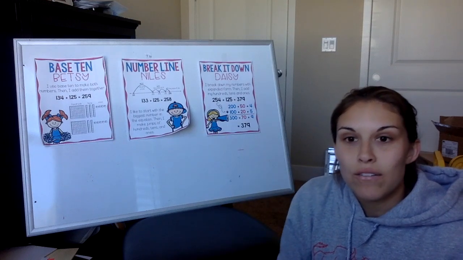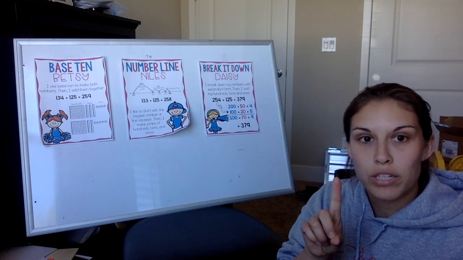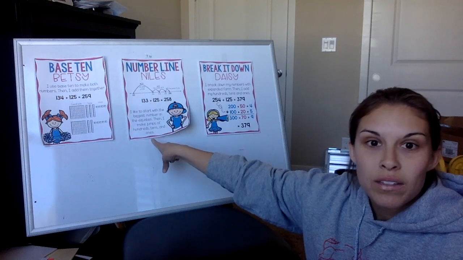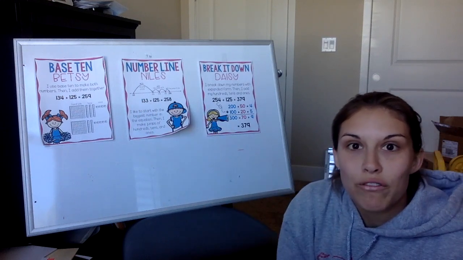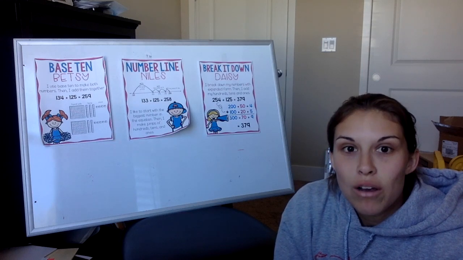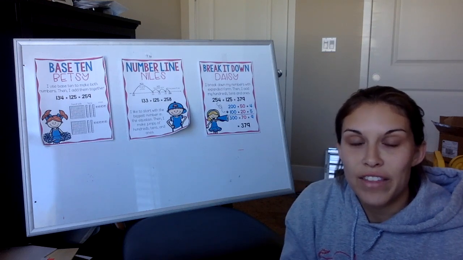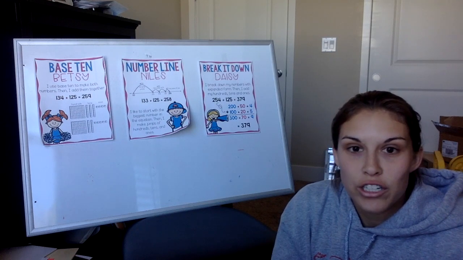Daisy. So in lesson 4 today, what I'm going to do is I'm going to choose one problem to do. I'm going to model it using the base 10 Betsy method, the number line Niles method, and the break it down Daisy method, just to refresh your memory on how to use each strategy. So I'm going to model one problem using all 3 strategies, and then you will have a chance to work on your own using all 3 strategies today.